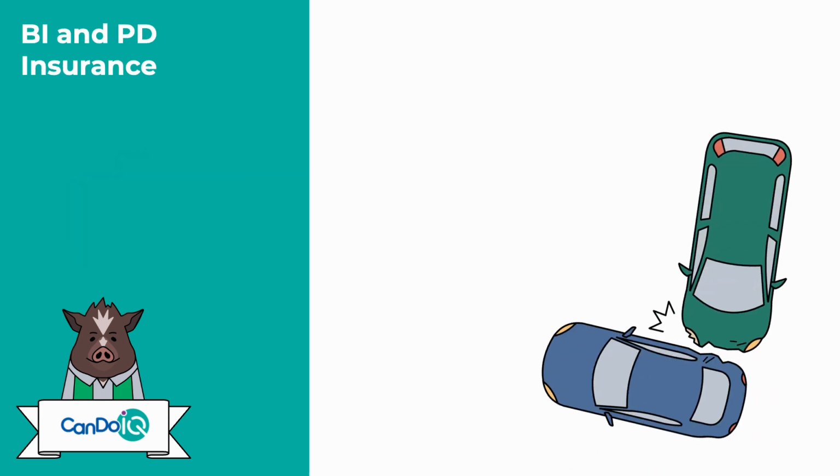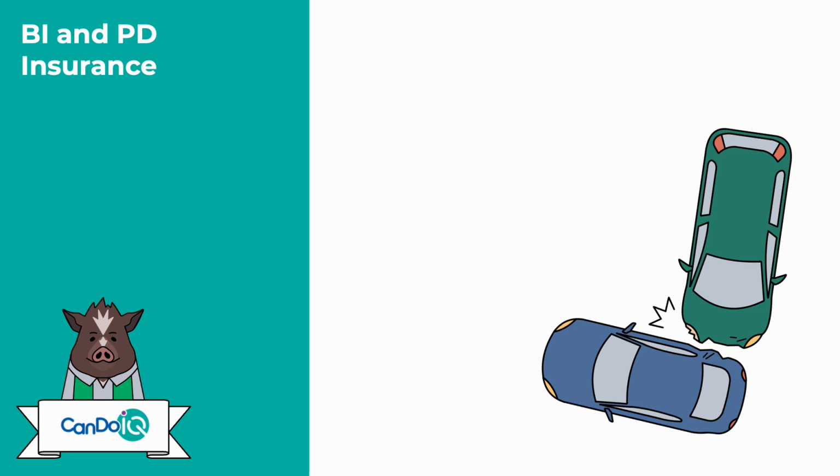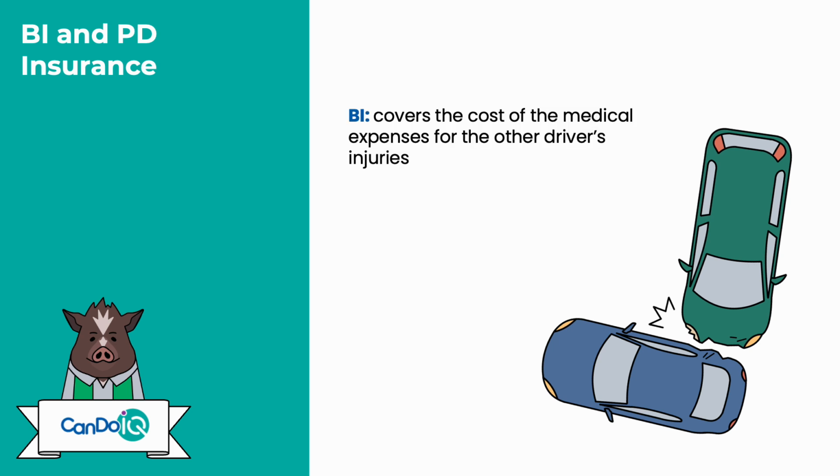Liability insurance, in general, covers any damage that you cause to another driver and/or their vehicle in an accident. BI liability insurance covers the cost of medical expenses for the other driver's injuries and any legal fees if you are sued for the accident. PD liability insurance covers the cost of their car repairs. However, keep in mind that liability insurance does not cover any of your own costs, only the costs of the other driver.